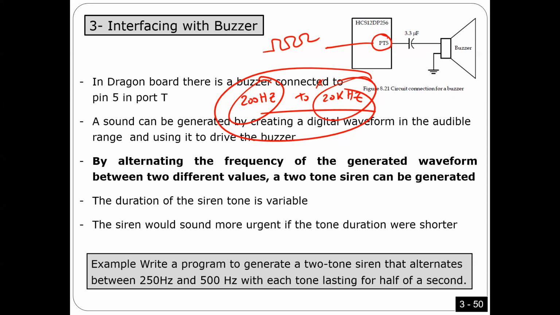That's it, very easy. Now I want to make a program right now. This program should make an alarm or a police siren, whatever you want to call it.